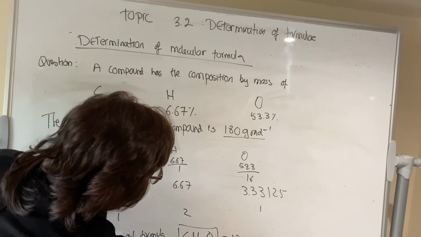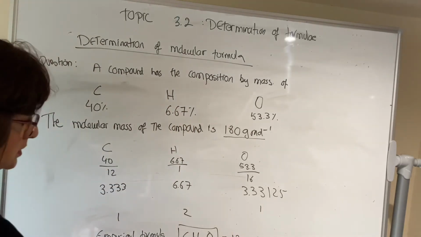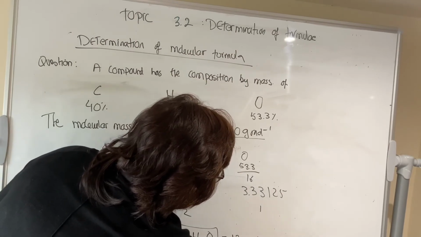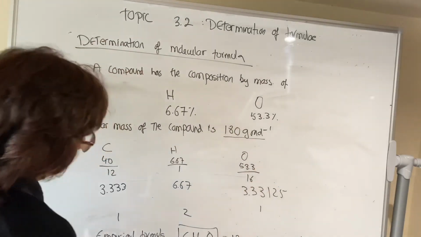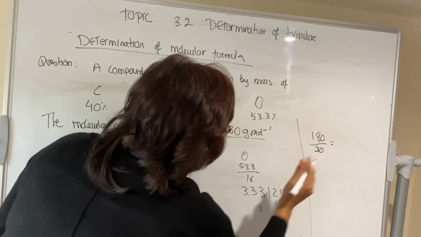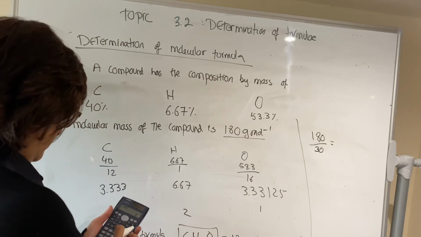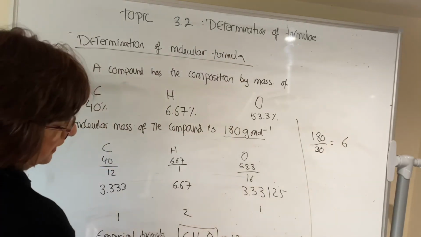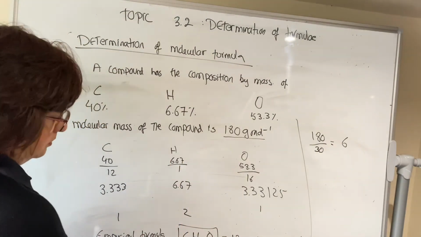So carbon is 12 plus 2 plus 16, which equals 30. So to work out the molecular formula, you take the value they give you here, which is 180, divided by 30, which gives you 6. That means your molecular mass is 6 times bigger than the empirical formula mass. So the molecular formula is 6 times bigger than the empirical formula.